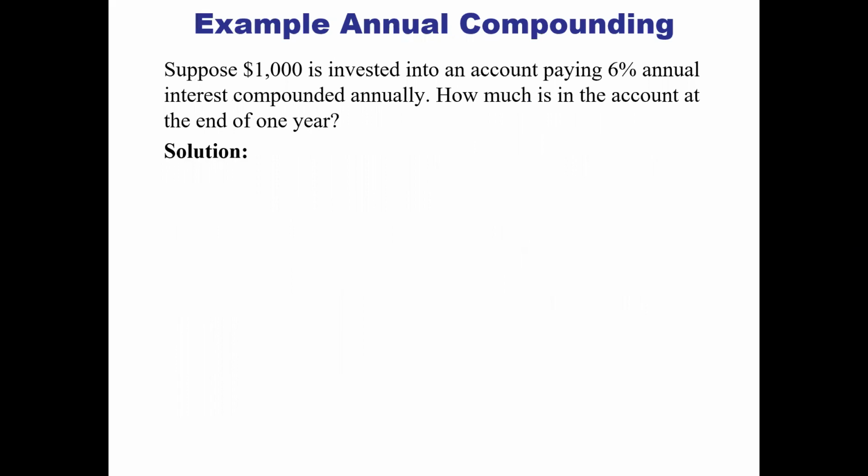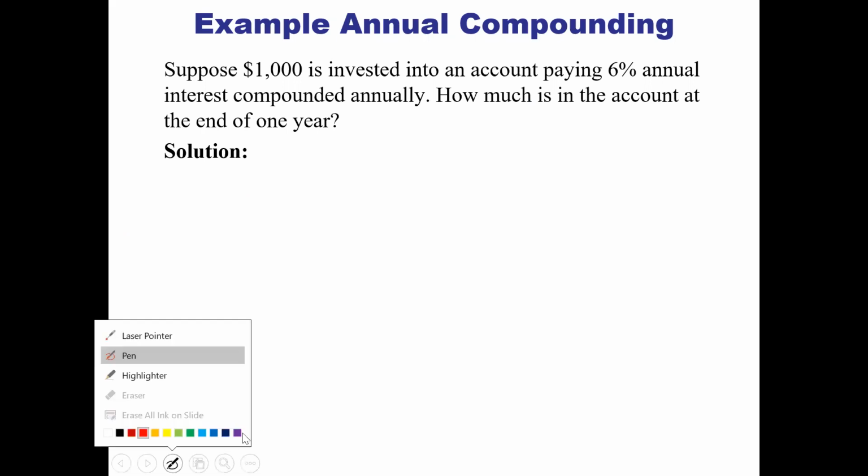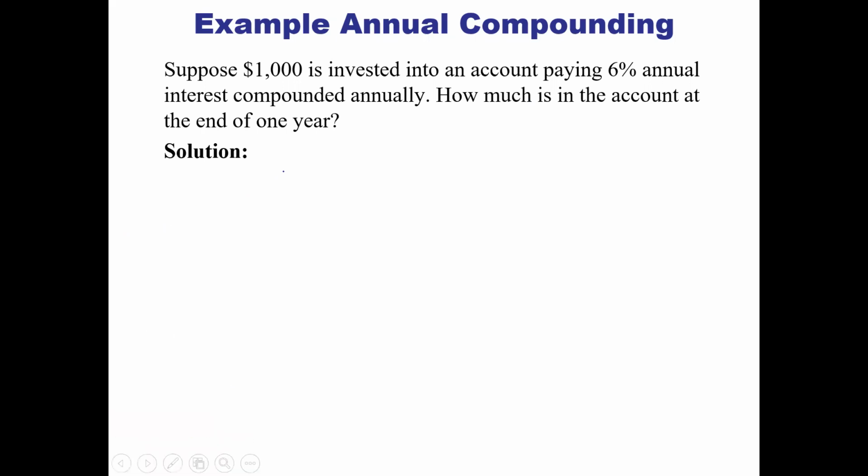So suppose $1,000 is invested into an account paying 6% annual interest compounded annually. How much is in the account at the end of 1 year? Well, what we have to do is think about what we have. Let's do the principal. The principal is going to be 1,000. The rate is going to be 0.06, and time is equal to 1 because it's 1 year, compounded annually.